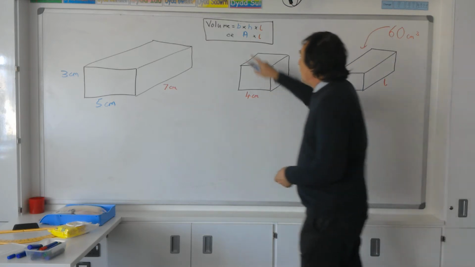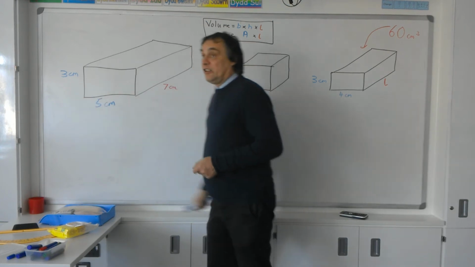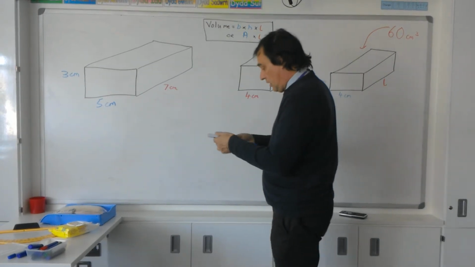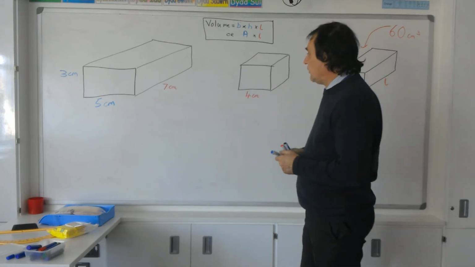So volume is going to be the base times the height in blue here. The base is 5 and the height is 3, or the area, 3 5s is 15, times by the length it goes back, which is 7.